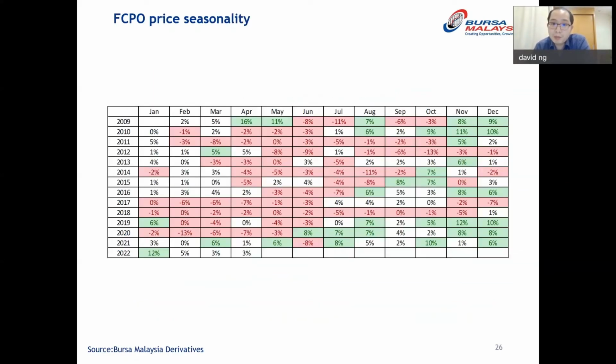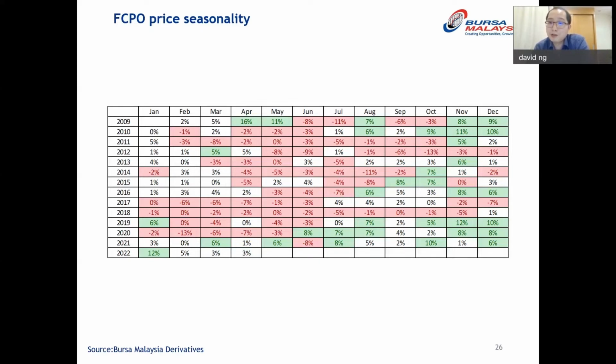So this is basically the price seasonality. You look at month to month, you break it down to their percentage basis. You notice that November, December is usually the strong month in the CPO market. So if you are thinking to short at those periods, you better look at it in terms of historically speaking. Those are the periods where prices tend to be strong.